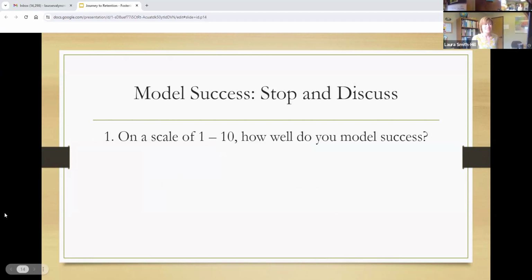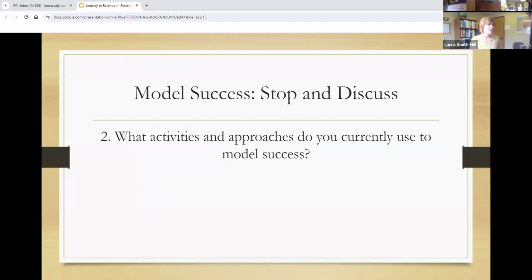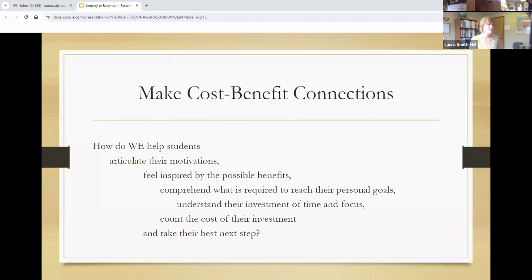Here's your opportunity to think about how well we model success in our program. Do we have room for improvement? Probably always have room for improvement. I'm going to quickly move along. Don't feel shy to add that in the chat. What would you rate your class on a scale of 1 to 10 for how well success is modeled? And I think we discussed these two questions pretty well.